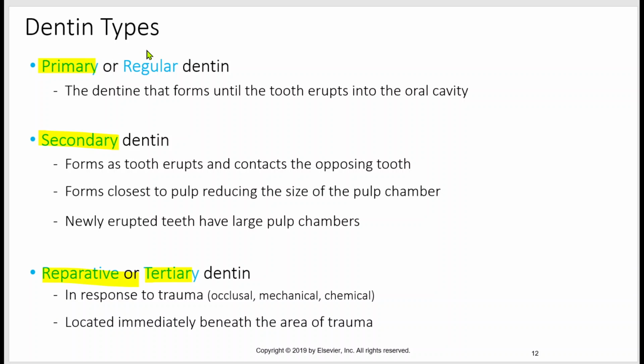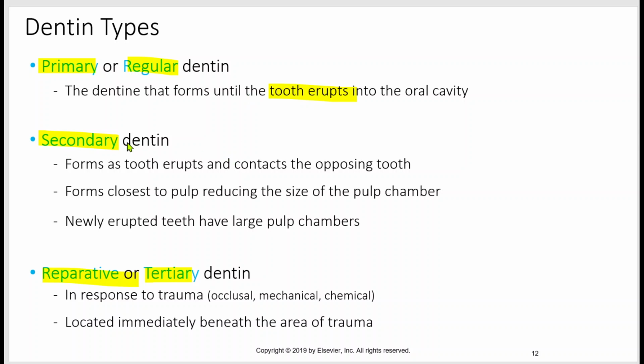Primary dentin is the first dentin that actually forms from the odontoblasts as the tooth is forming, until it starts erupting into the oral cavity. All of that dentin that made most of the tooth is the primary, or the regular, dentin. That's the regular one, not the irregular one.